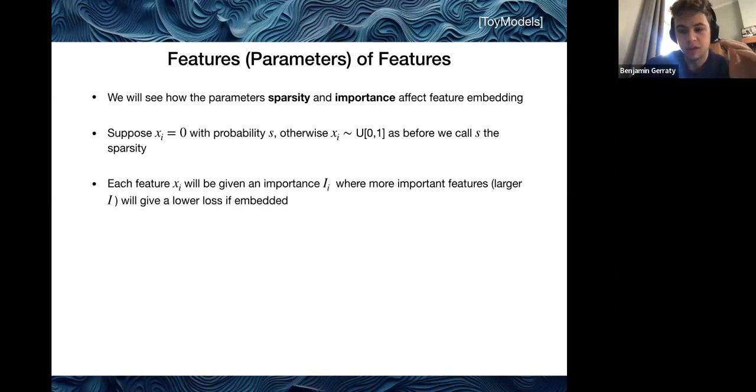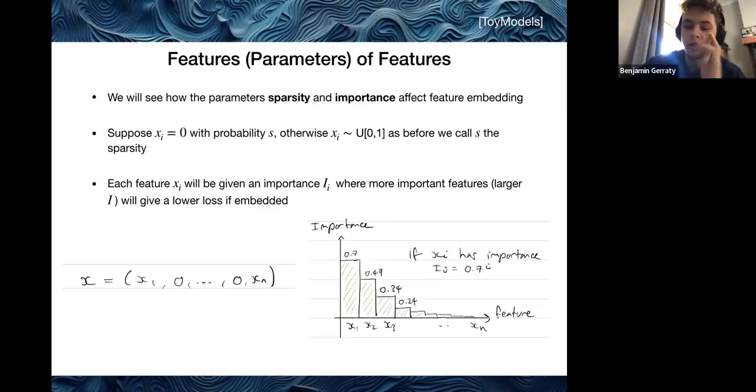And then along with the sparsity, each feature is going to be given something called its importance, where more important features, meaning if the xi's feature importance Ii is larger, the loss will be incentivized to recover that particular feature because it will lower the loss, which we'll see in a second. So yeah, if you've got a sparse vector, most of them are zeros. Typically, we're going to think of the importance as decaying exponentially.